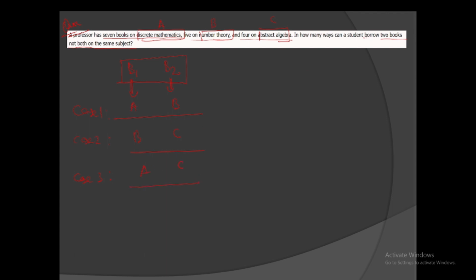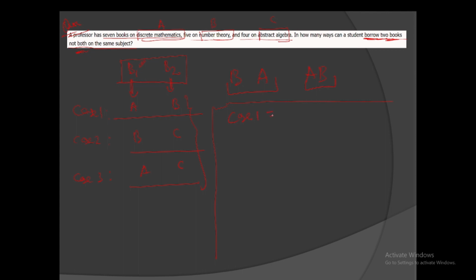Since here it is saying only borrowing 2 books, we are not considering choosing BA as different from choosing AB, because we are getting the same 2 books. Ranking does not matter, like this is book number 1 and this is book number 2. So we will have only these 3 possibilities. If ranking mattered, then we would have 6 possibilities, also including BA, CB and CA. Since it is not applicable here, we will not do that. So we will have 3 cases.